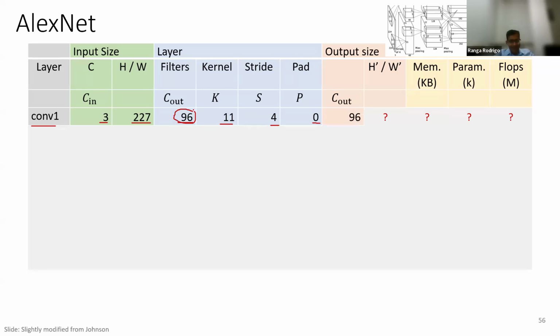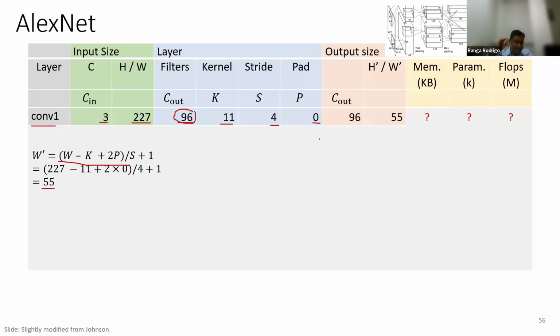Then the output size, height and width. How do you compute that? Input size minus K plus 2 times padding, divided by the stride, plus 1, right? So this is how you compute. Please remember this formula, and then you get 55 there. So the output size is 55.